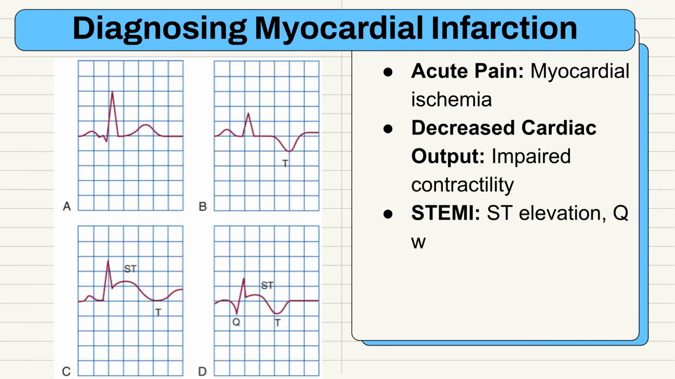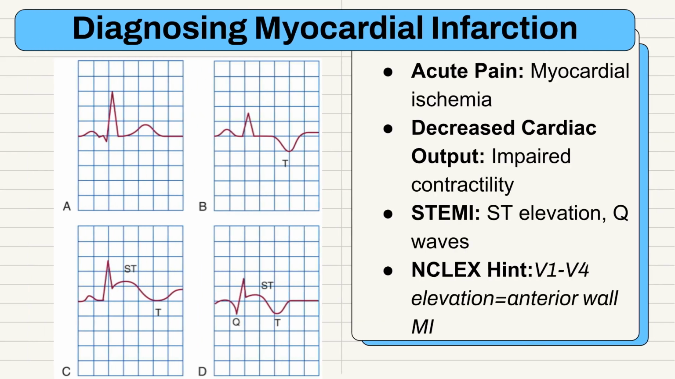Next, diagnosis. MI happens when a coronary artery is blocked, often by plaque rupture, thrombosis, or spasm, cutting off oxygen to the heart muscle. Nursing diagnoses might include acute pain related to myocardial ischemia, decreased cardiac output due to impaired contractility, anxiety due to life-threatening illness.